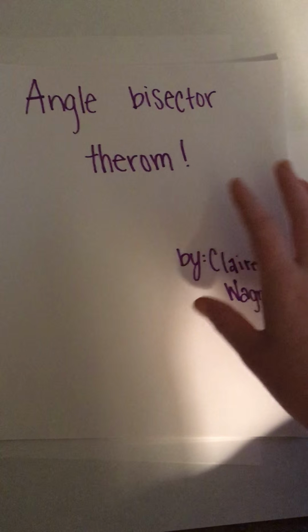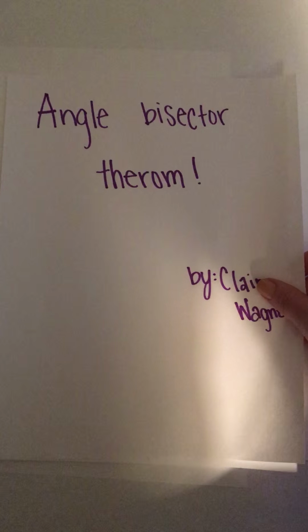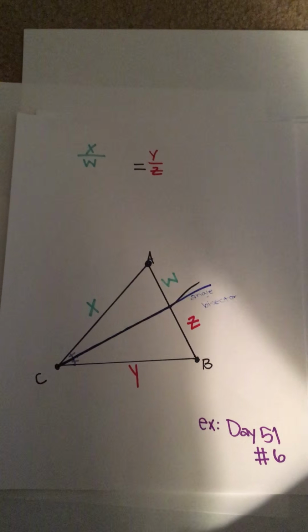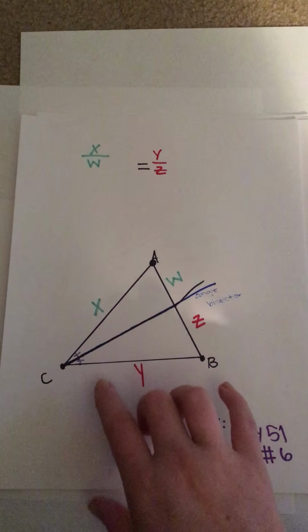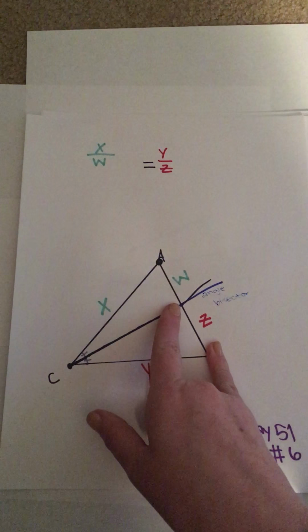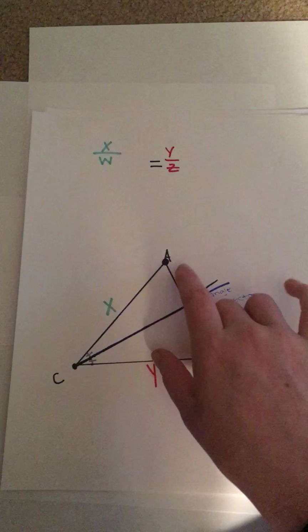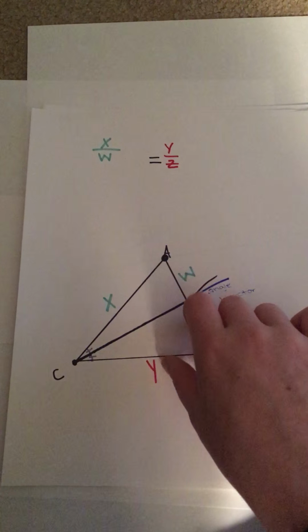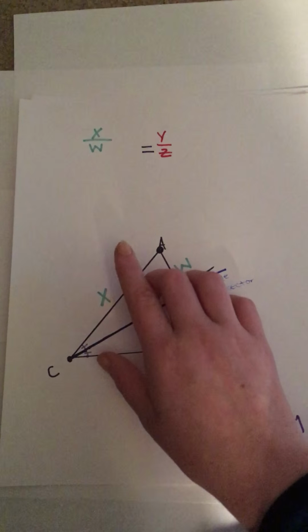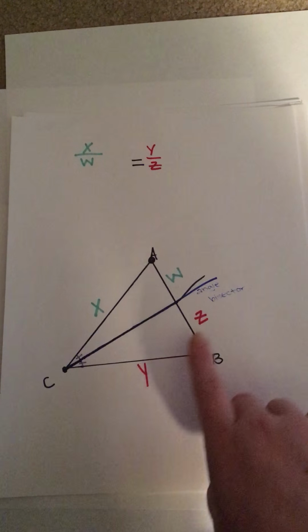My review video is on the angle bisector theorem. The angle bisector theorem states that the side opposite of the bisected angle is in proportion with the adjacent angle. So, x over w is equal to y over z.